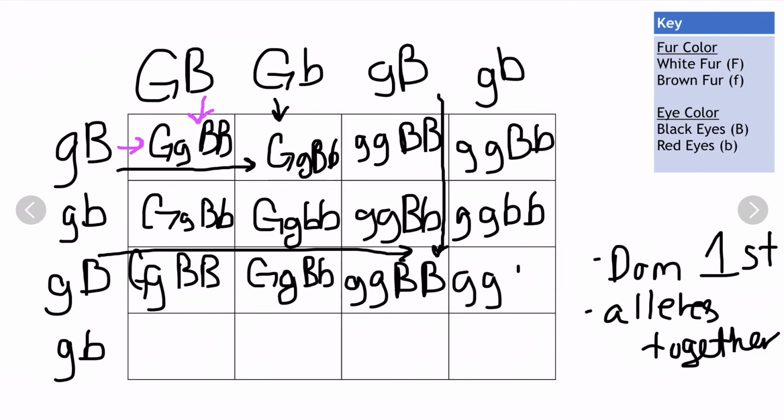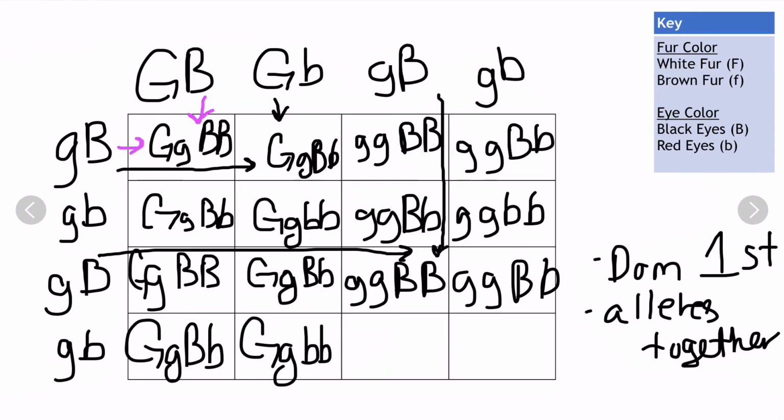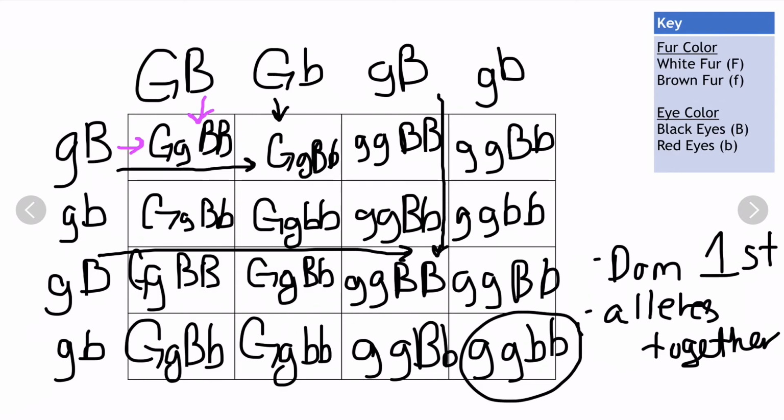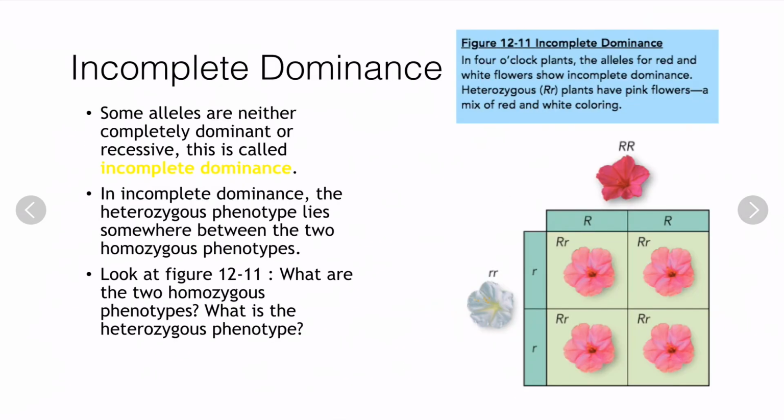Little g, big B, little b. Big G, big B, little b. Big G, little b, little b. Little g, big B, little b. And little g, little b, little b. Okay, so I filled out my whole box. Now we can go through and say, well, what percentage were this genotype and what percentage was the phenotype white fur with black eyes, etc., etc. But I am not going to do that in this particular review video, okay? So now we're into the new stuff.